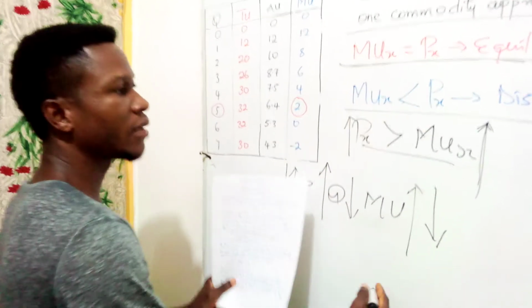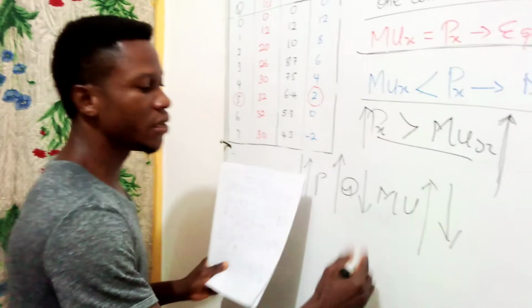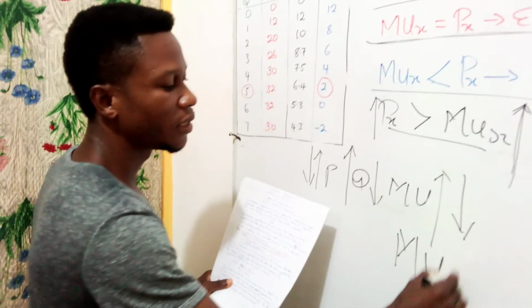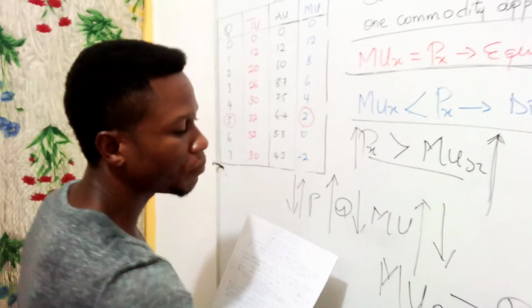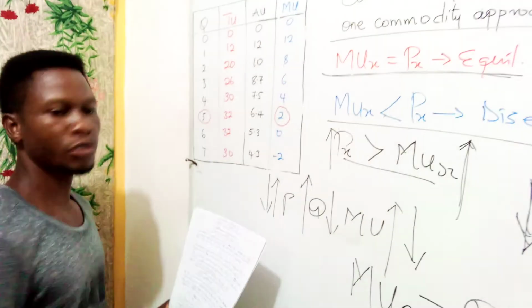Now we want to look at the other way around. What if the marginal utility of x is greater than the price of x? So we want to look at that and see what happens.